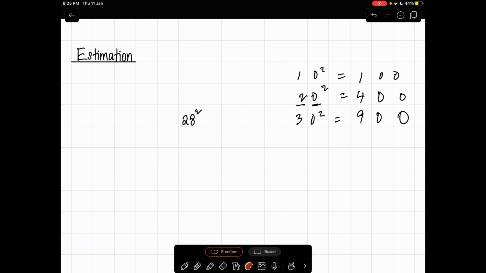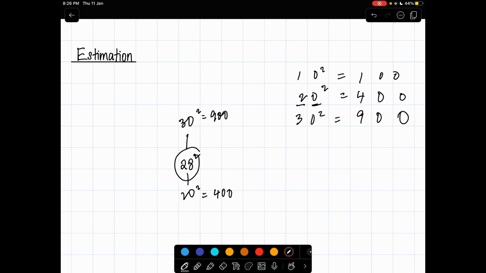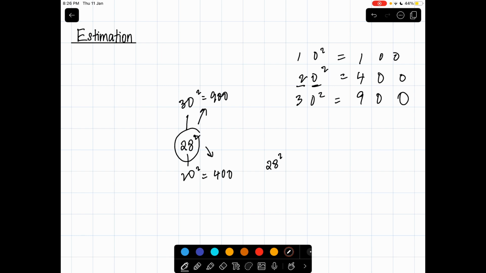Okay, so if you were to estimate the value of 28 squared, what you can do is take 28 and see what it is close to. Let's go up and down. The number 28 is closer to, if you go up, 30, and if you go down, 20. So 30 and 20. As we know, 30 squared is 900 and 20 squared is 400. With this, it is logical to assume that 28 squared is going to be much closer to 900 rather than 400 because 28 is closer to 30. So we can say that 28 squared is more or less the same as 900. This wavy equal sign means that it's an approximated value. It's not exactly 900. It is somewhere near 900.